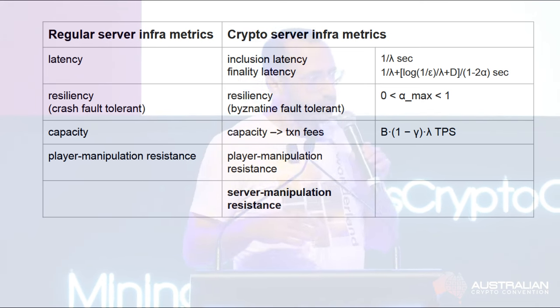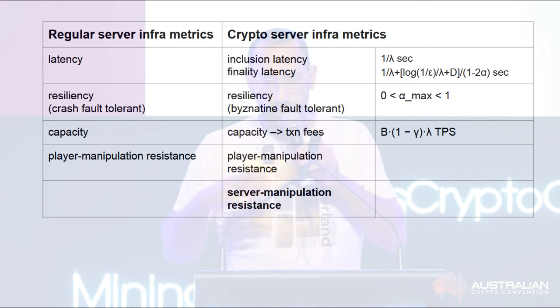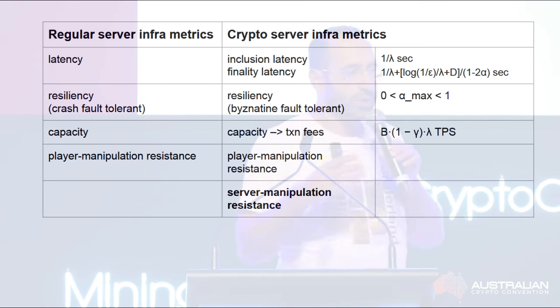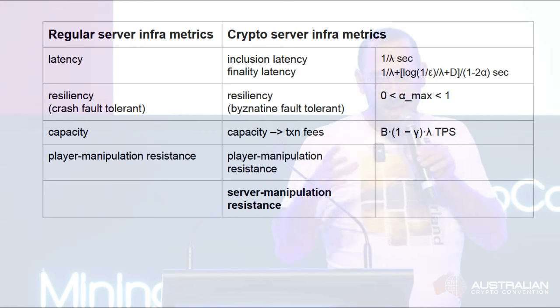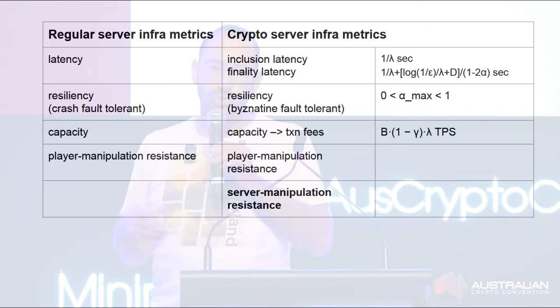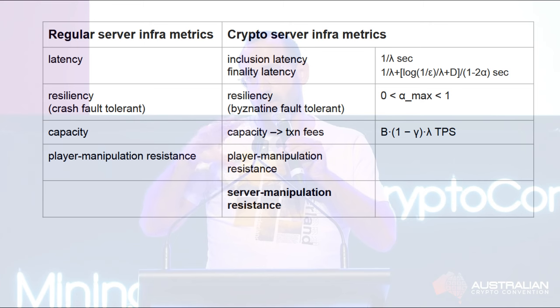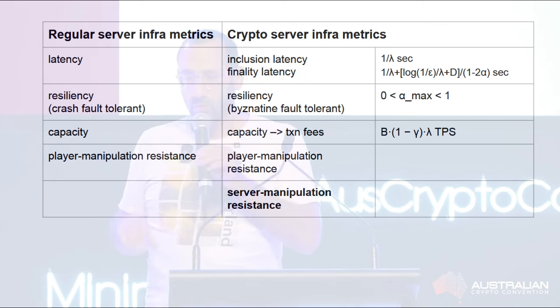Now, there are manipulations in gaming. You can manipulate the latency as a player. Now, if you play Fortnite, I think it's a lag switch, where you play with the latency just in order to fool your opponent. So all these metrics are shared across regular infrastructure of servers and crypto.